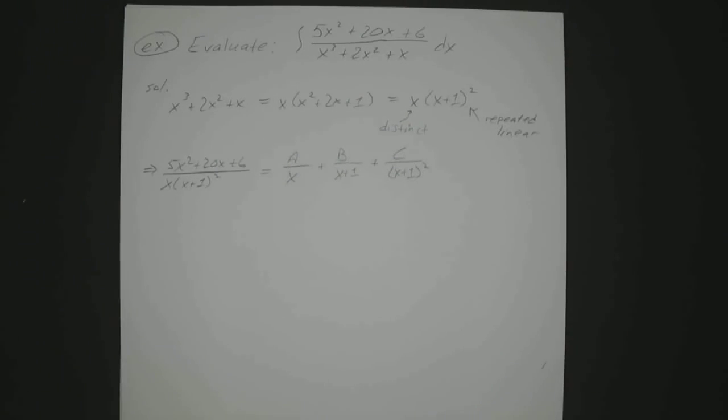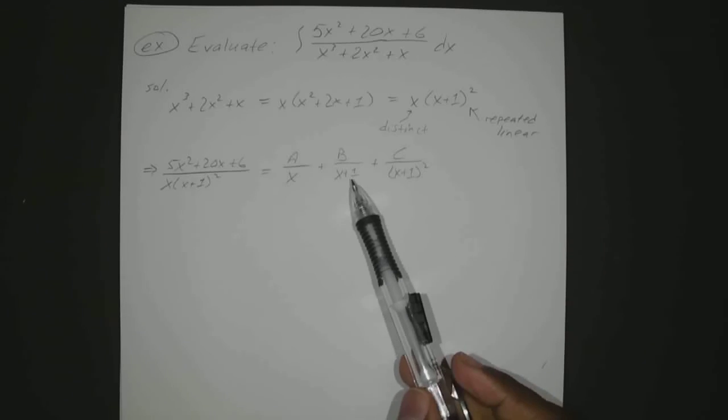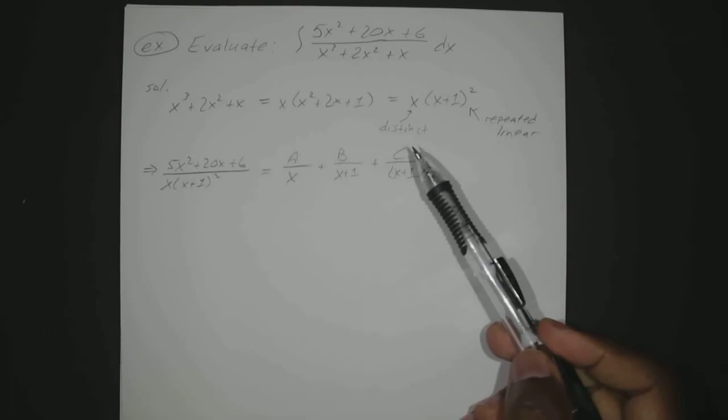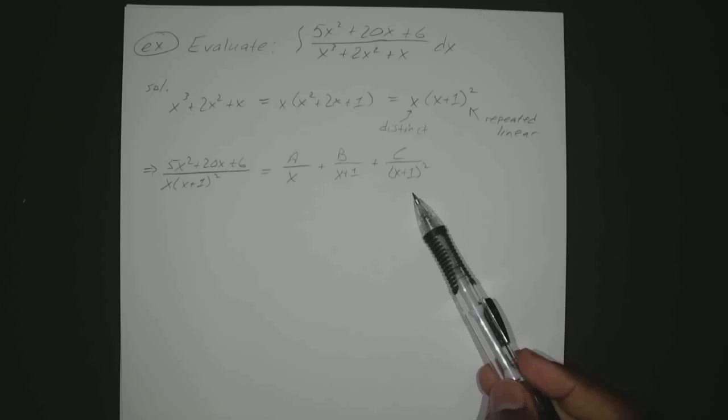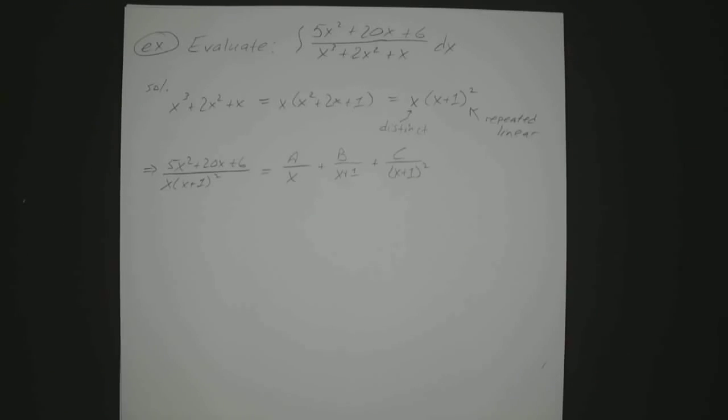So if you had x plus 1 to the third power, you would have B over x plus 1 plus C over x plus 1 squared plus D over x plus 1 to the third. So you just keep going up, depending on how high your degree is.